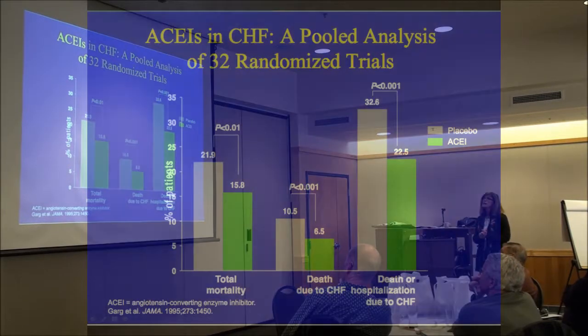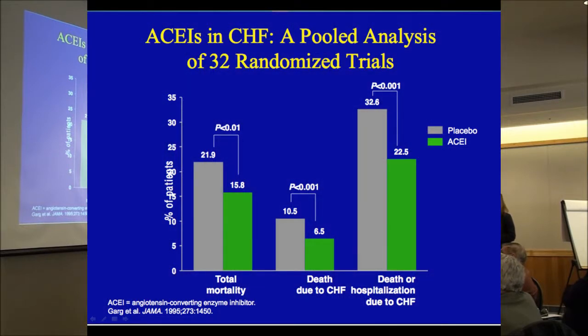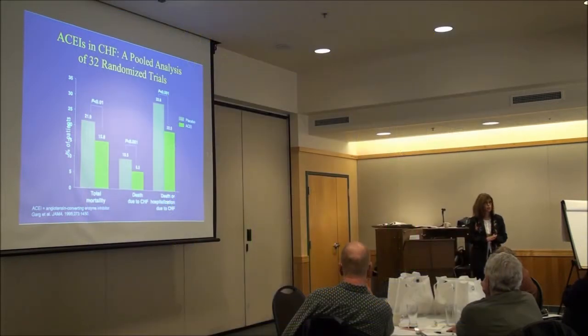the ACE inhibitors. In congestive heart failure, and this is a full analysis of 32 randomized trials, just to show you that it works. ACE inhibitors work and reduce mortality of all causes, mortality due to congestive heart failure, and rehospitalization in a significant way. So every patient with heart failure with reduced ejection fraction that doesn't have a contraindication for ACE should be on ACE.